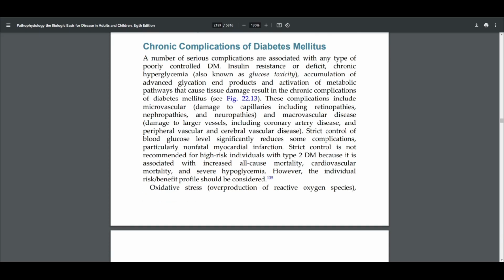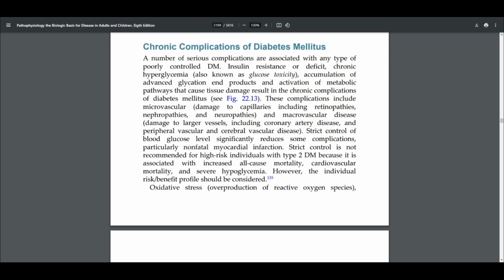All right, that leads us to chronic complications of diabetes. Chronic complications of diabetes mellitus. A number of serious complications are associated with any type of poorly controlled diabetes: insulin resistance or deficit, chronic hyperglycemia, accumulation of advanced glycation end products, and activation of metabolic pathways that cause tissue damage, resulting in the chronic complications of diabetes mellitus. These complications include microvascular and macrovascular disease.